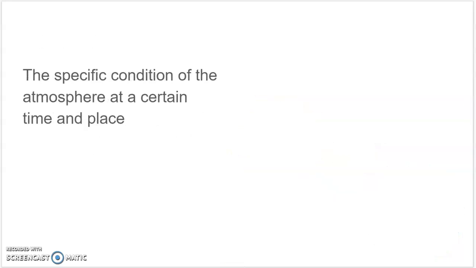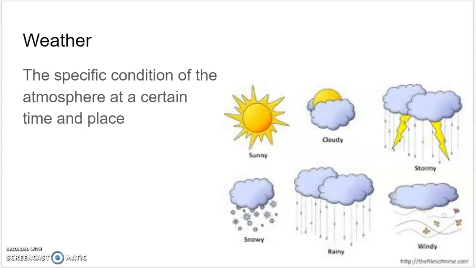What do we call the specific conditions of the atmosphere at a certain place and certain time? We call that weather. So when we're talking about weather, we're talking about the momentary condition of the atmosphere. Weather changes from place to place, from hour to hour, so we have to be very specific when we talk about weather.